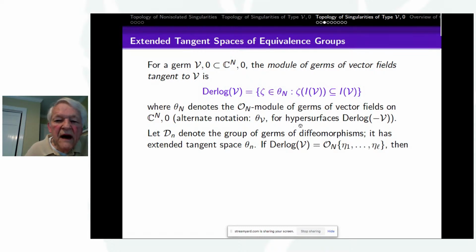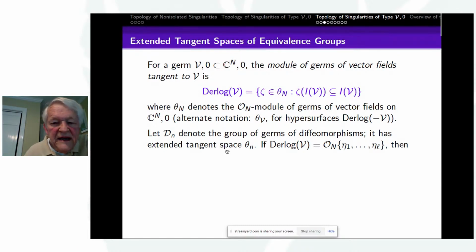There's alternate notation for this. I'm not going to go into it, but if you see something like Der(-log V) in the hypersurface case, this was originally introduced by Saito. If you go beyond the case where V is a hypersurface, it's not so clear what exactly that should mean. So I'm going to stick with Der(-log V).